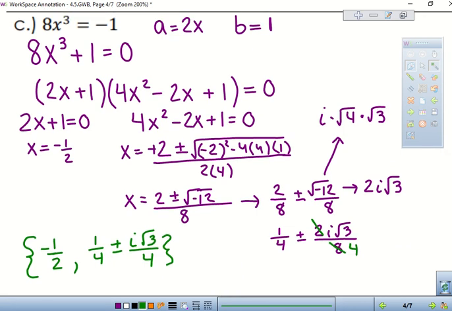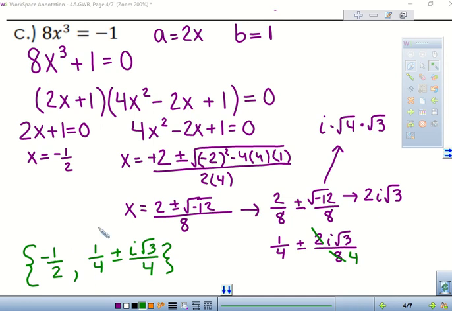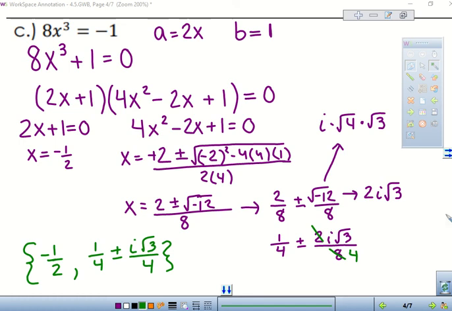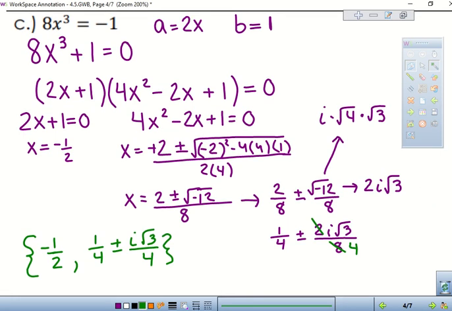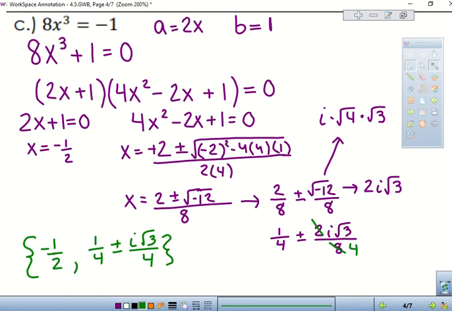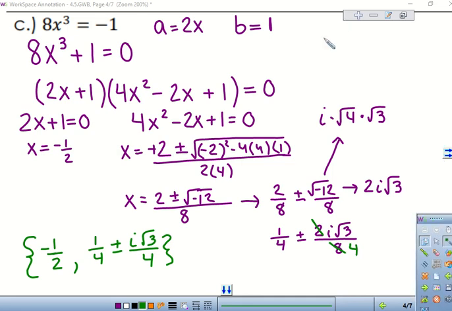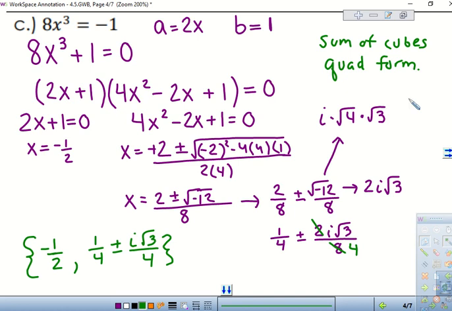So let's talk about how many solutions we have. How many solutions does this set represent? 3, because the plus or minus always represents 2, right? So how many of those solutions are real? 1. How many of them are imaginary? 2. Good. So, method: we actually used 2 methods, right? We use sum of cubes, and then we use quad formula.